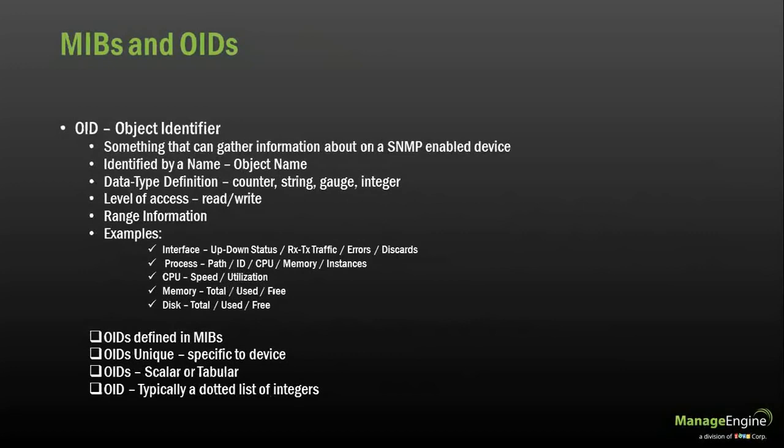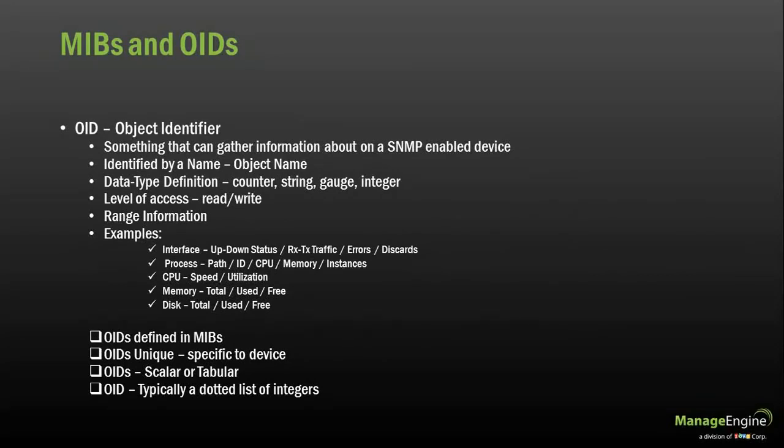The next slide is on MIBs and OIDs. We start off with OID. OID stands for Object Identifier. It is something that can gather information about on a SNMP-enabled device. OIDs are identified by names called the object name.